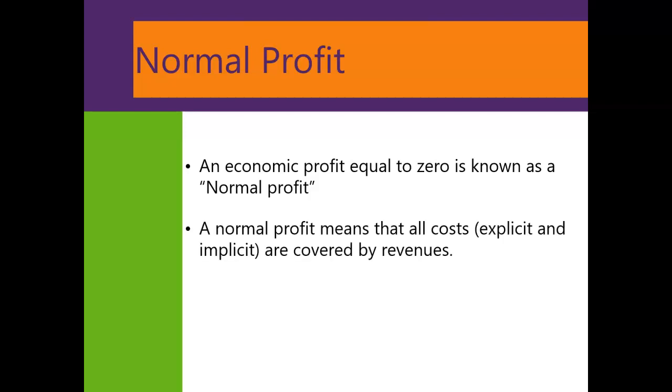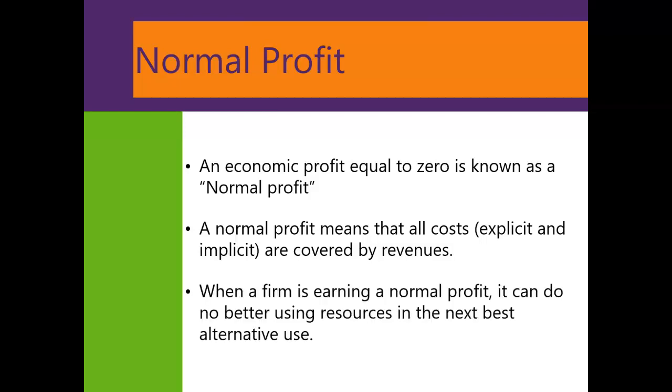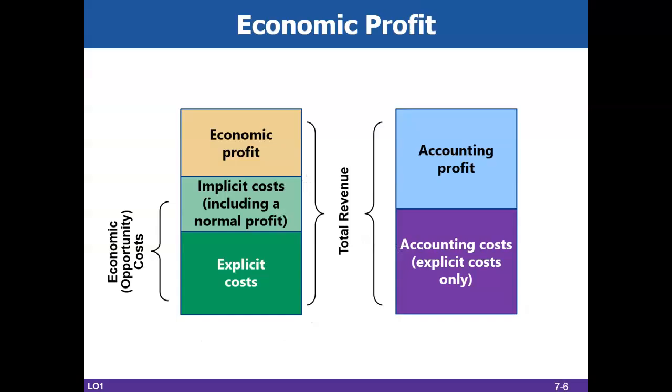A normal profit means all costs are covered by revenues. That includes implicit costs, so that's favorable. When a firm is earning a normal profit, and this is a term that we use, normal profit means literally zero economic profit. It can do no better using resources in the next best alternative use. It's covering every single opportunity cost, so there is no better use of resources. So zero economic profit is the best a firm can do, okay?